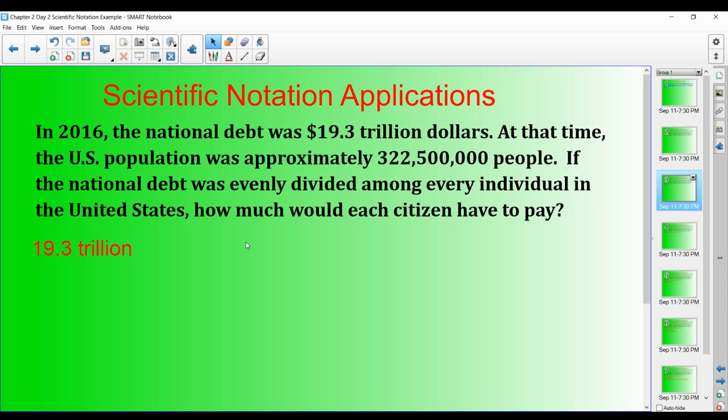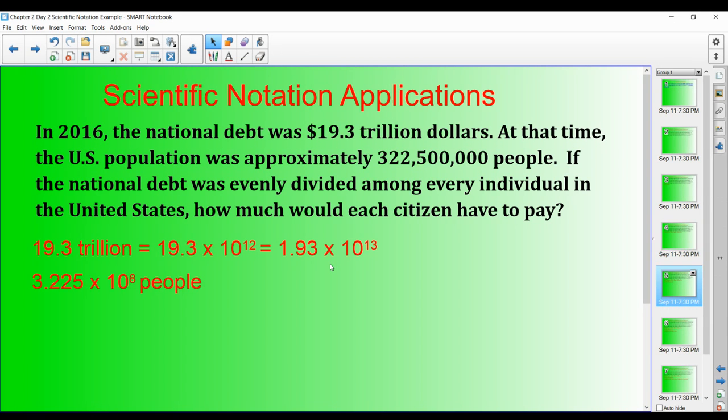So I start with 19.3 trillion. Now we can write it out with a whole bunch of zeros. Thousand is three zeros, million is six zeros, billion is nine zeros, trillion is 12 zeros. So 19.3 times 10 to the 12th. Or in correct scientific notation, we want the decimal to be one more place over, so we want 1.93 times 10 to the 13th. Okay, if we put all those zeros on, you'll see that's a lot of zeros, a lot of dollars.